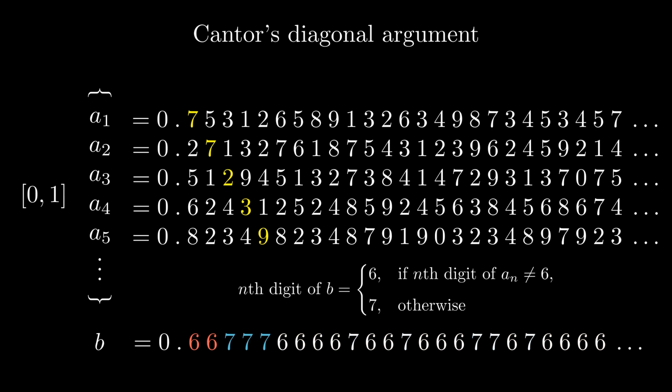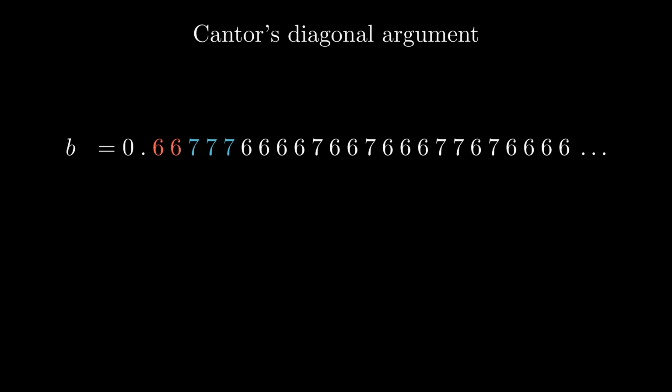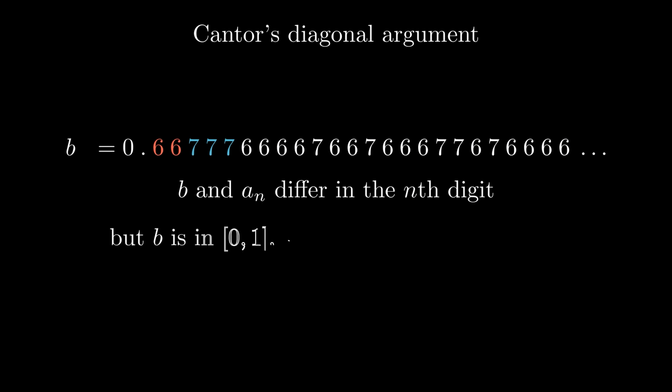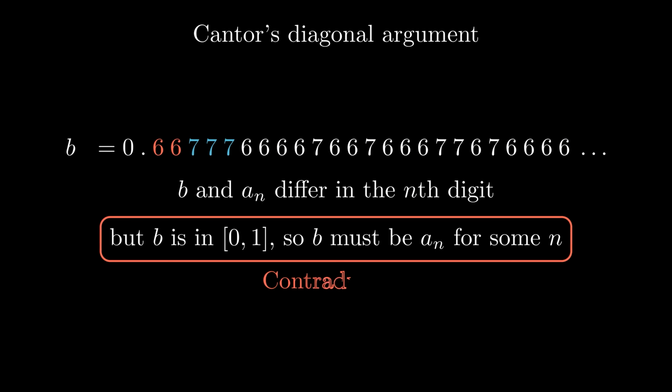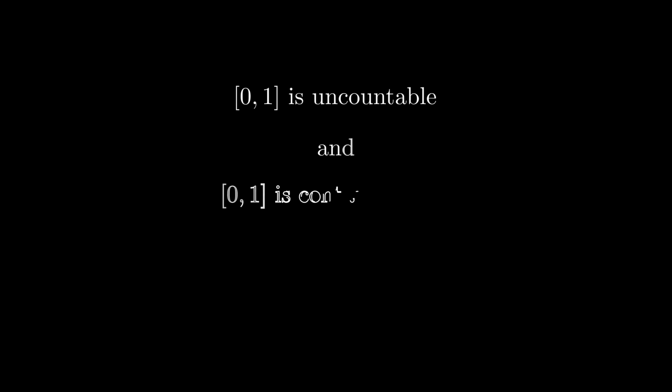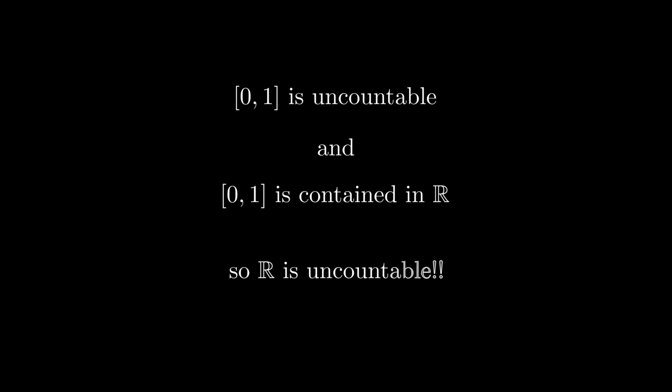The number b that we end up with is clearly in [0, 1], so by our assumption, it is one of the An's. But with the way we define b, it must disagree with An on the nth digit after the decimal, so it cannot be any of the An's, reaching our required contradiction. Since now we've shown that [0, 1] is uncountable, and [0, 1] is contained in R, R must also be uncountable, and we're done.